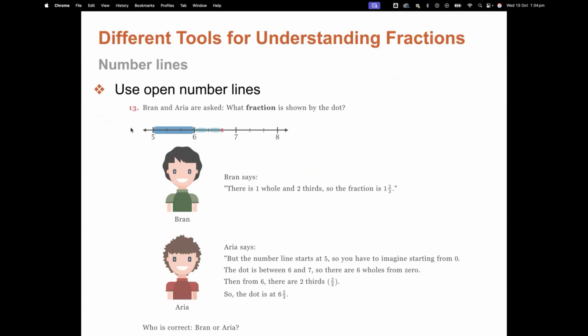So Brown is ignoring where we're starting, and he says this is 1 whole and 2/3. So he's obviously incorrect because he hasn't considered that the number line starts at 5. And so Aria says, well, this is 5. I've gotten to 6, and then I have 2/3 again. So really, I'm at 6 and 2/3.